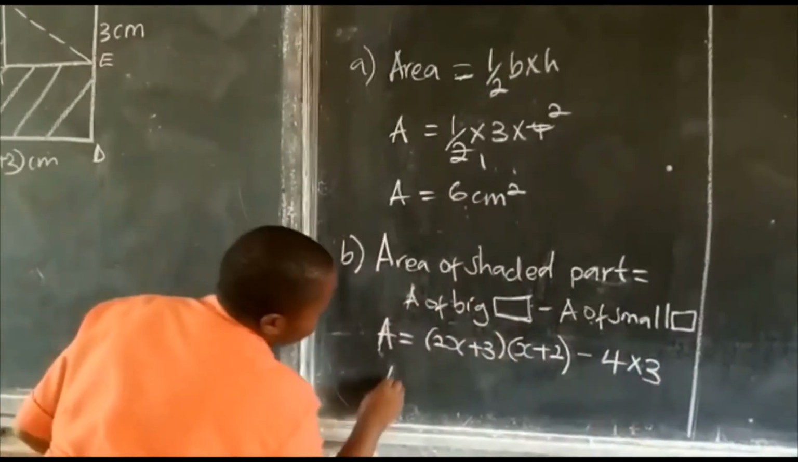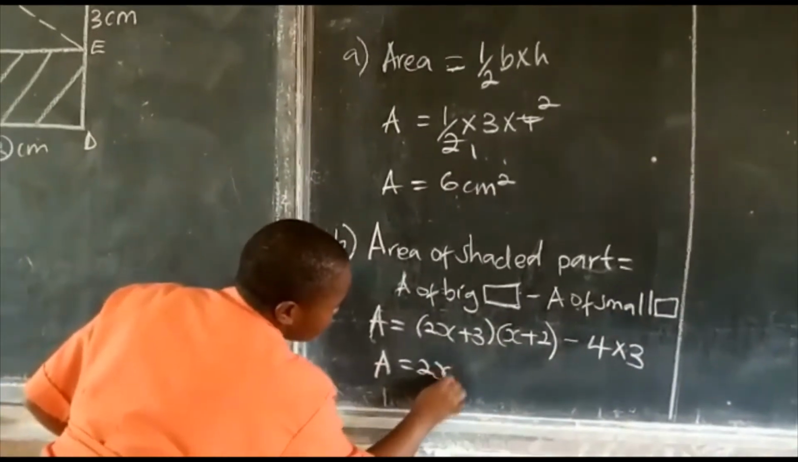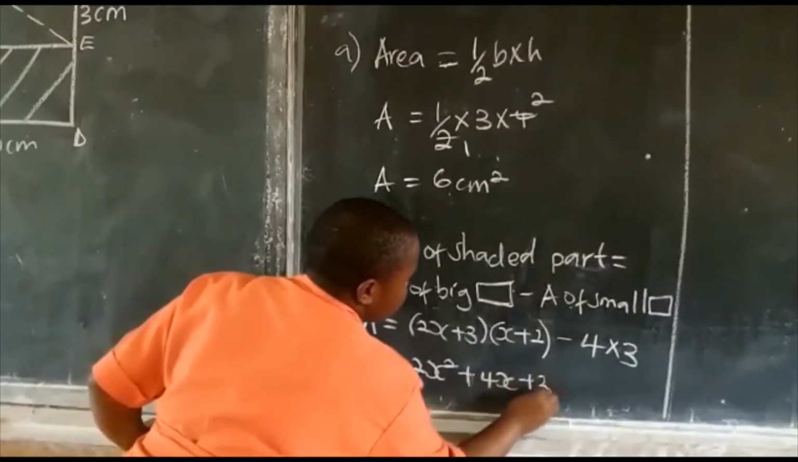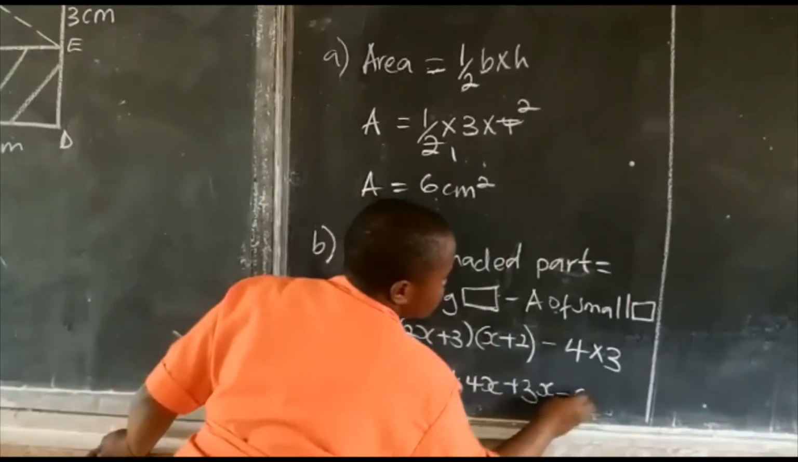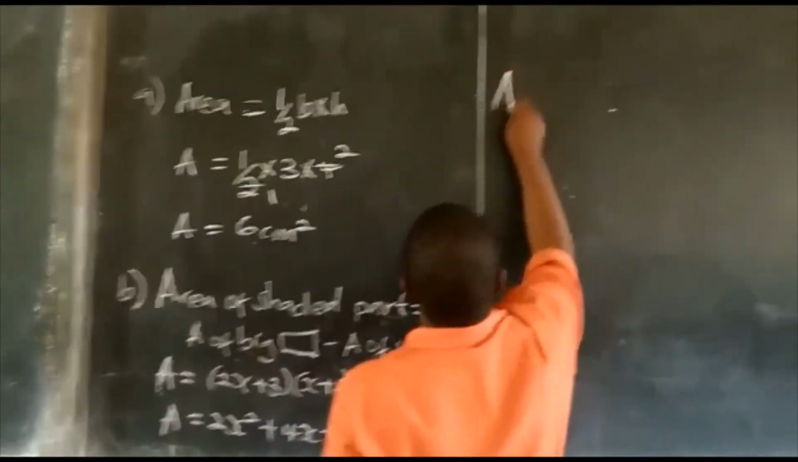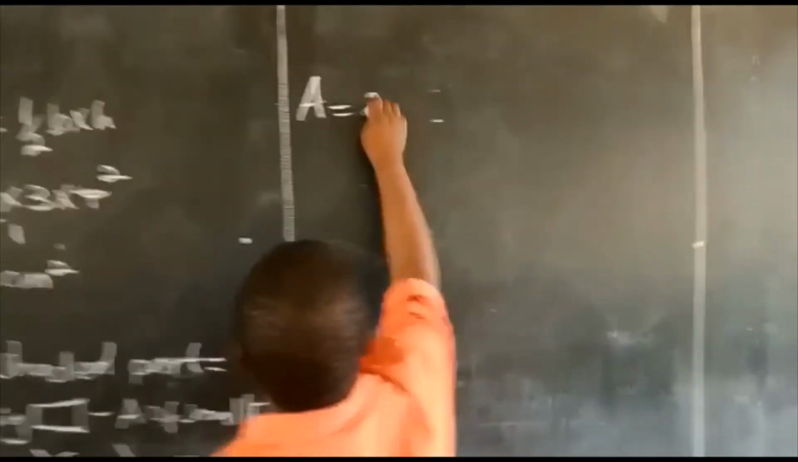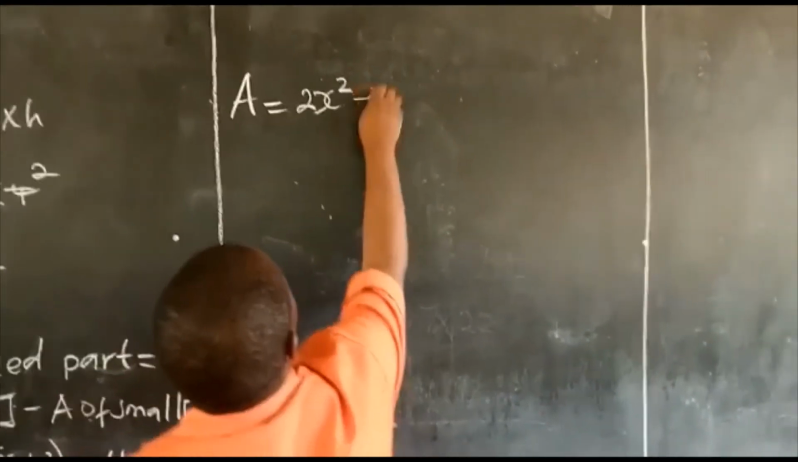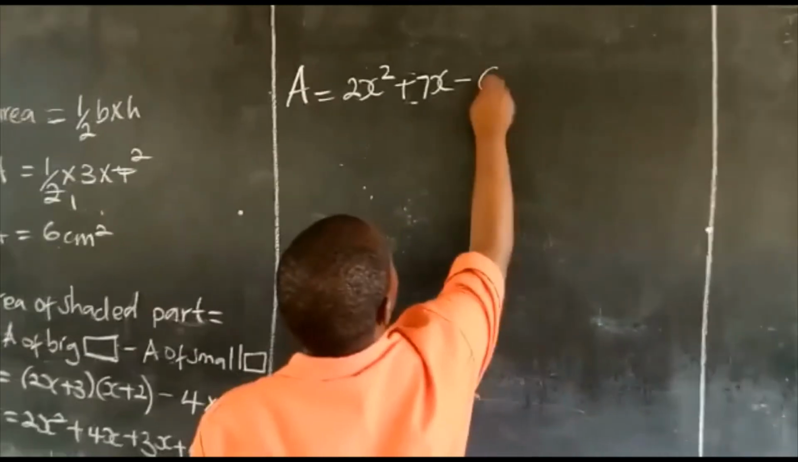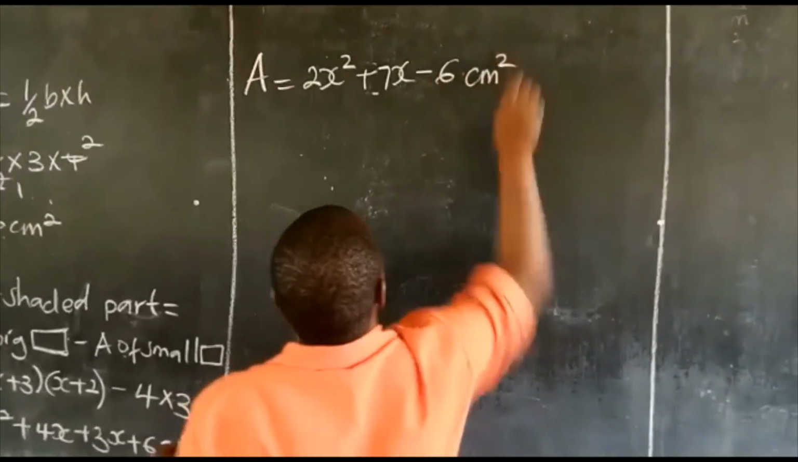So here our area will be 2x squared plus 4x plus 3x plus 6 minus 12. Our area is equal to 2x squared plus 7x minus 6 centimeters squared.